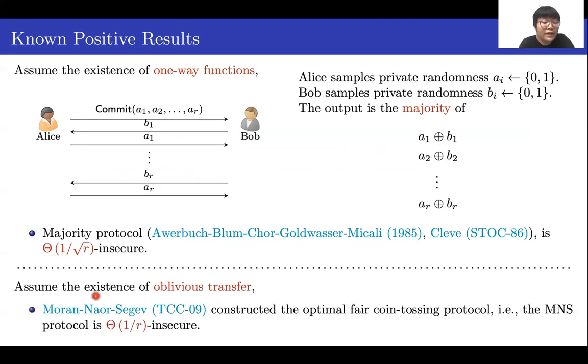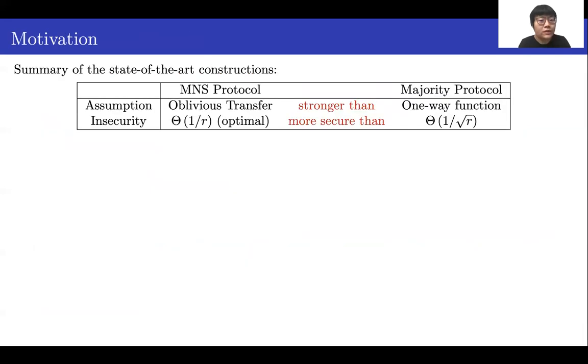On the other hand, if you are willing to assume the existence of oblivious transfer, in a beautiful work, Moran, Naor, and Segev constructed the optimal fair coin tossing protocol. That is, the MNS protocol is 1 over R insecure. So to summarize, on one hand, you have this MNS protocol, which assumes that oblivious transfer exists and achieves the optimal insecurity. On the other hand, you have the majority protocol, which has a higher insecurity, but assumes a weaker assumption that one-way function exists.